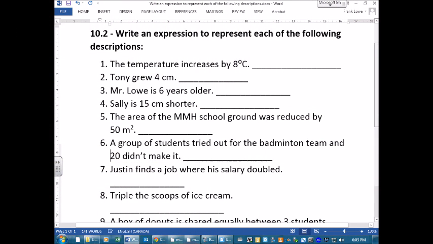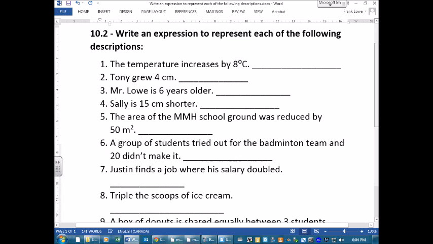This part of 10.2 is still about writing expressions, but it's not based on a set of numbers. It's not about finding the pattern and then establishing an expression. It's more being able to write or identify the relationship between words and an expression. In these examples, we're going to go from the written words into an expression and create an expression from it.